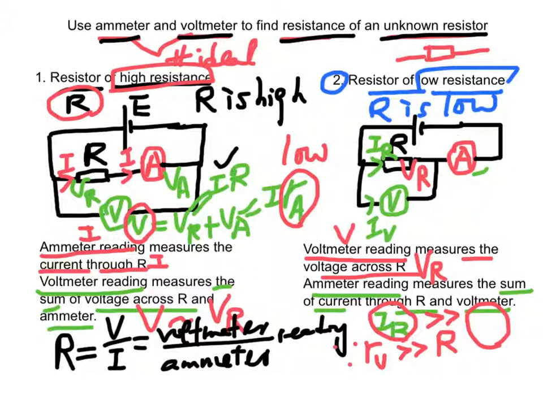Again, we can use the equation resistance R equal to VR over IR, which is equal to the voltmeter reading over the ammeter reading, to find the resistance of R.